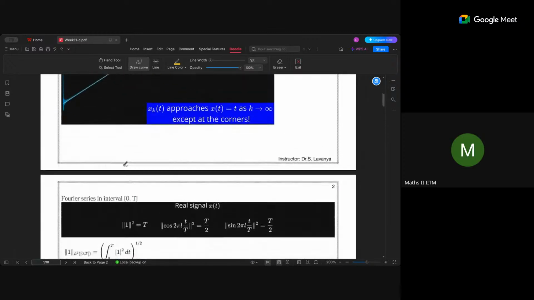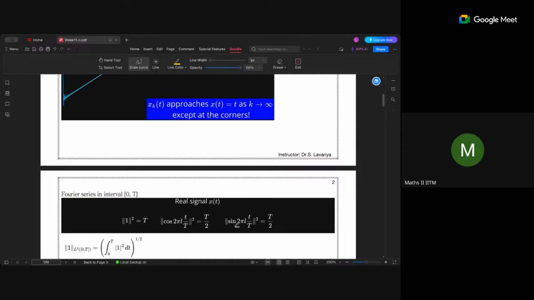See, we started with 1, cos 2 pi l t by T, and sin 2 pi l t by T. Now you see how to normalize a given vector. Suppose you are having any vector v. How do you normalize the vector? Can anyone tell? How can you make the vector have norm 1? Vector divided by the norm. Divide by the norm, right? Exactly, that is what we are doing here.